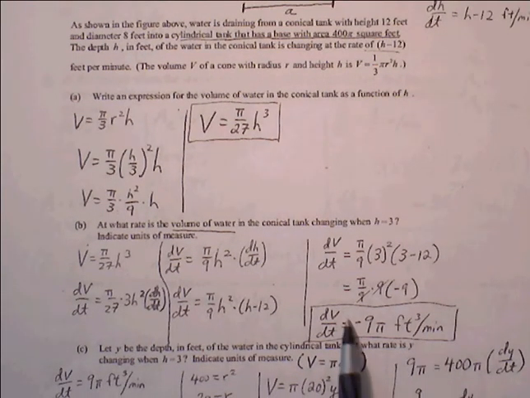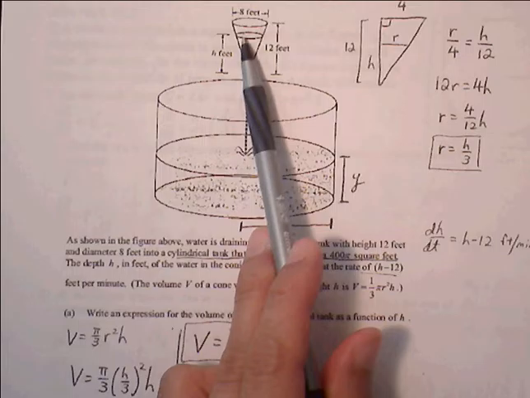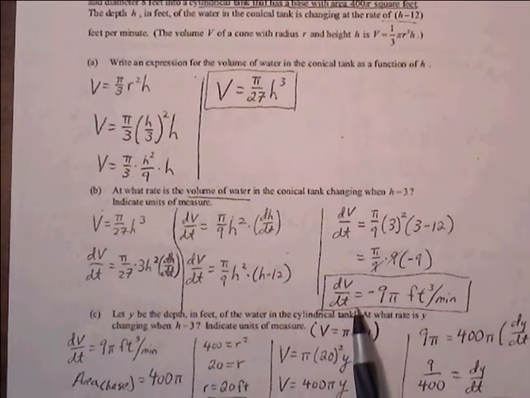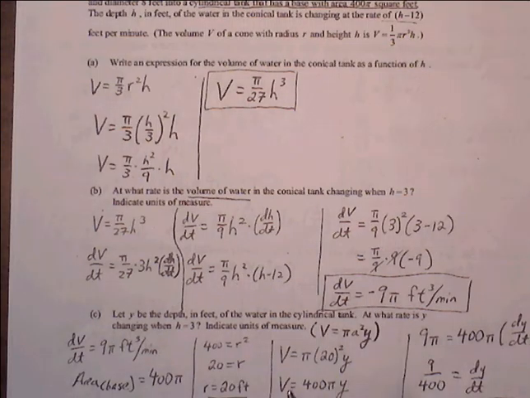And the negative should make sense because we know that the volume of this cone is going to be decreasing over time since water is draining out of the cone. So it makes sense that the rate of change of volume will be a negative value.